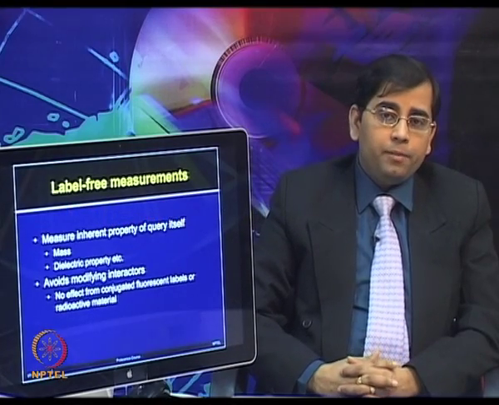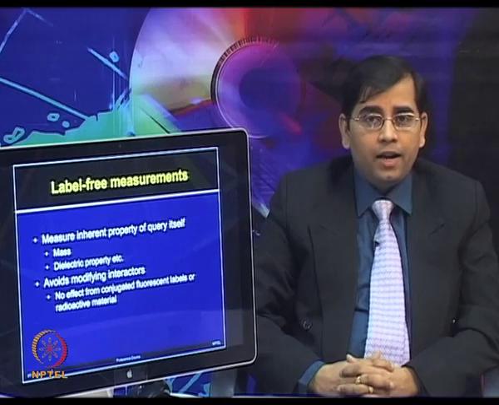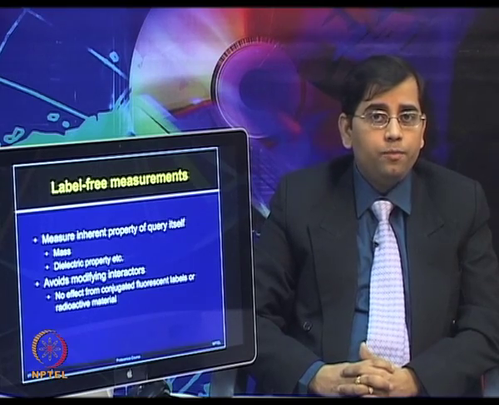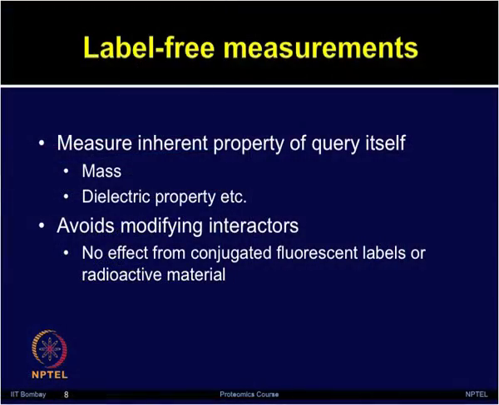So, label free measurements rely on the property of the query itself such as mass and dielectric properties. They avoid modification of interactors. Since there is no label added separately, there is no effect from the conjugated fluorescent labels or radioactive material.